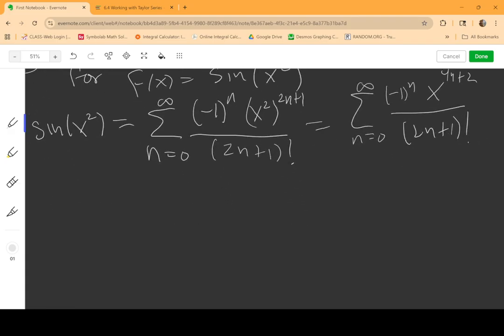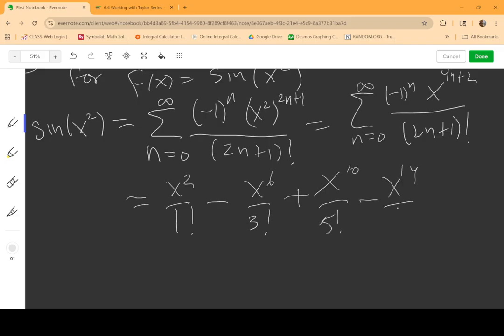Just writing out a few terms of that, it looks like this. When n is 0, we get x squared over 1 factorial, alternating, so when it's 1, x to the 6 over 3 factorial, all the odd terms, x to the 10th over 5 factorial minus x to the 14th over 7 factorial, etc. So that's how we create a new series from one that is already known. All right, let's try another one here.